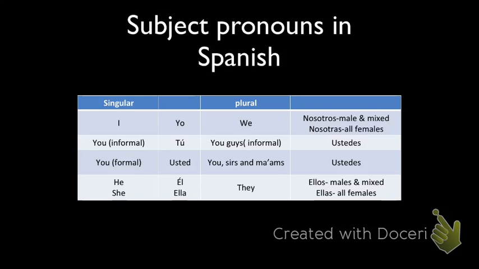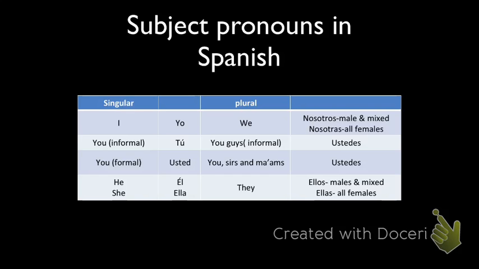The question is if it's a male and a female group. So it's really only an issue for nosotros or nosotras, ellos or ellas, right? The two where we have gender differences here. So if it's all guys, it's nosotros. If it's guys and girls, it's nosotros. It's all girls, it's nosotras.